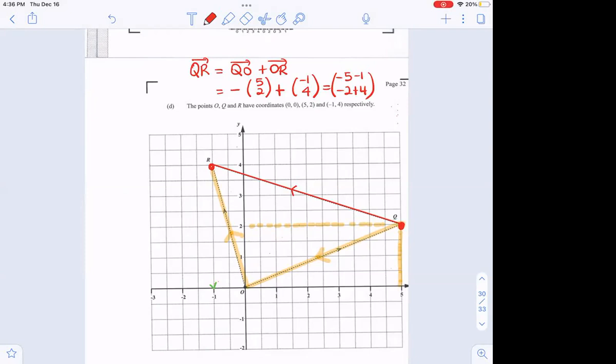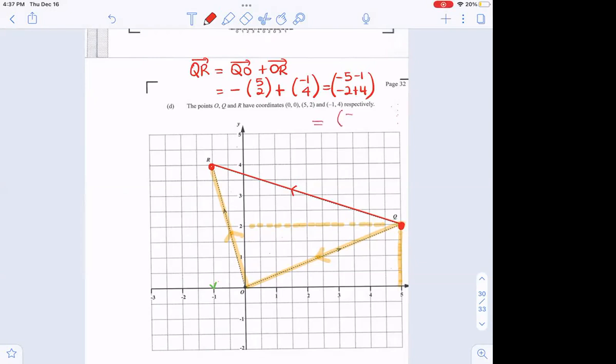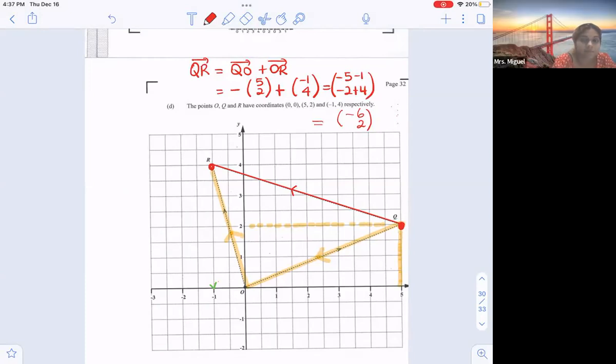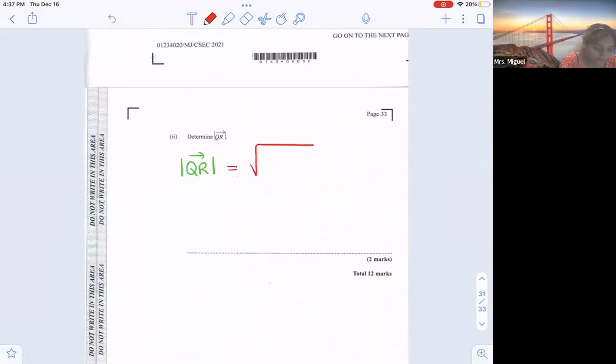Minus 6, 2. Minus 6, 2. Bridget, can you confirm that answer? So the length QR is the square root of the X value squared plus the Y value squared. QR is the vector minus 6, 2. So work it out. Square the X, square the Y, and find the square root.